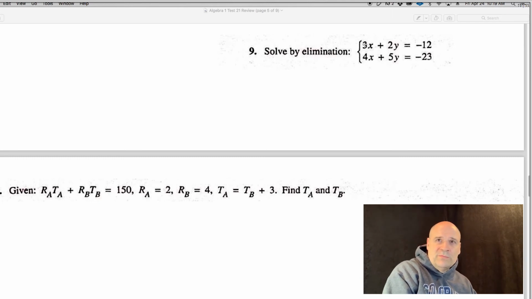So what can you multiply by this and or this to make it so when you add them together, they'll cancel? Well, let's try this. Let's try multiplying this top equation by negative 4.